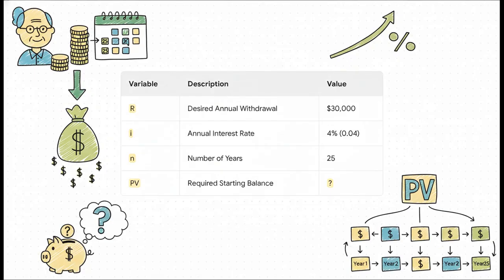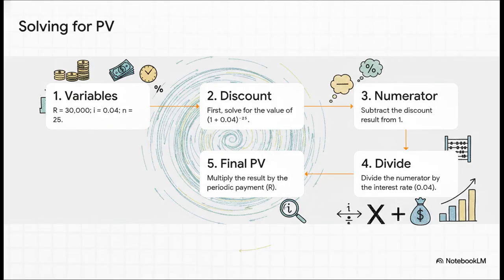We have a retiree who wants to withdraw $30,000 every single year for 25 years. The retirement fund is invested in an account that they believe will earn a consistent 4% annual interest. The question, then, is what does their account balance need to be on the day they stop working? What is our PV?